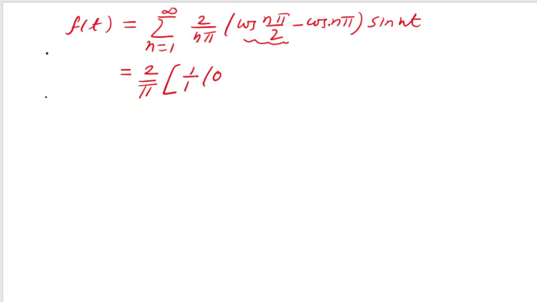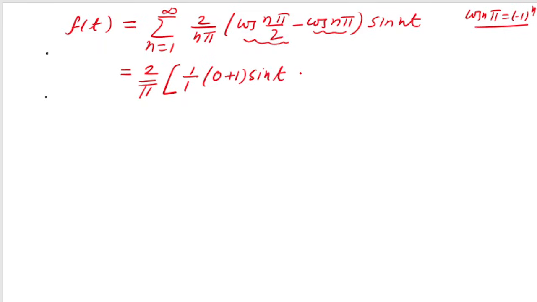And if you take n is equal to 1, cos n pi is minus 1 to the power n. Let me write this for your convenience: cos n pi is minus 1 to the power n. So if you take n is 1, it will be minus 1. So minus minus 1, it will become plus 1, and then I will get sine t, right?